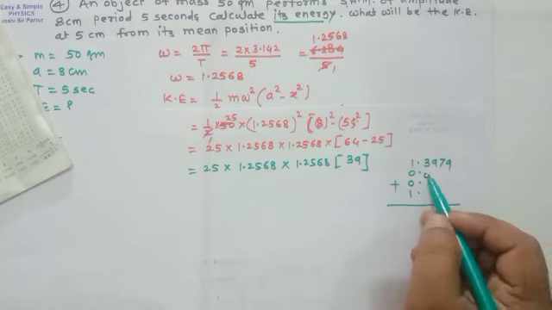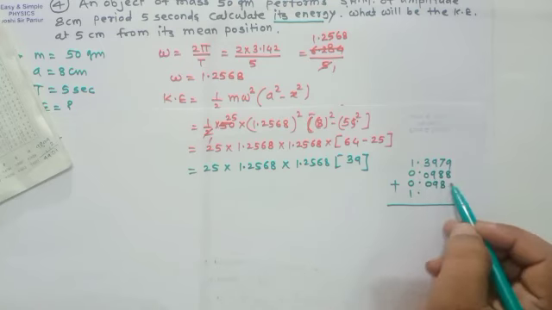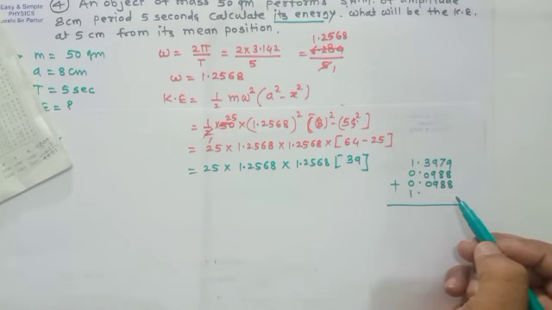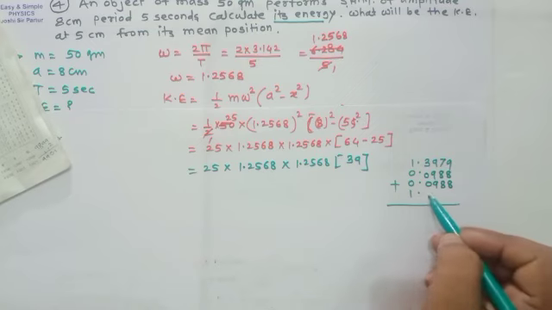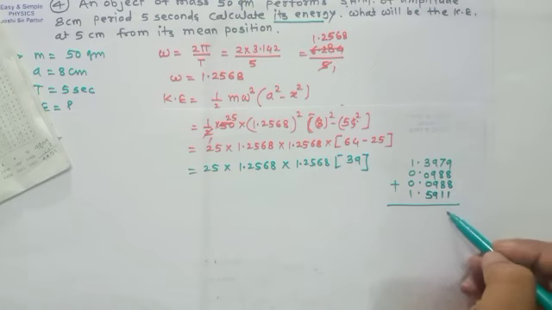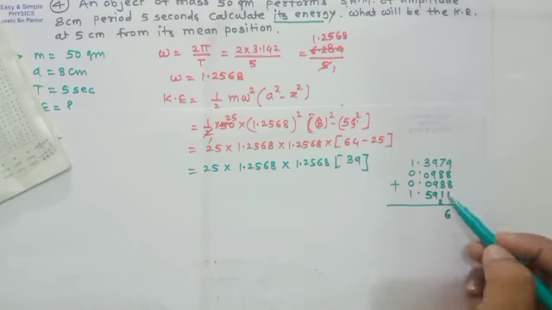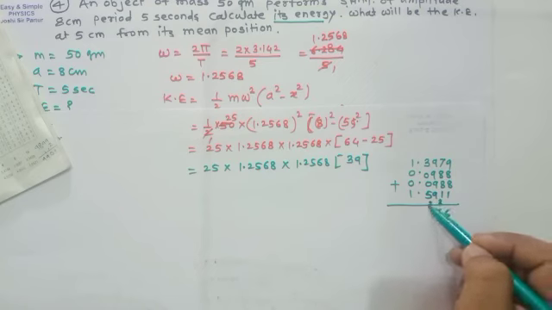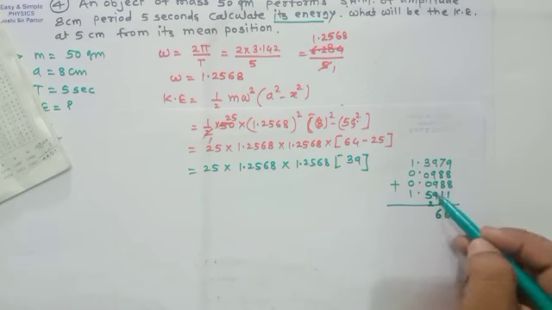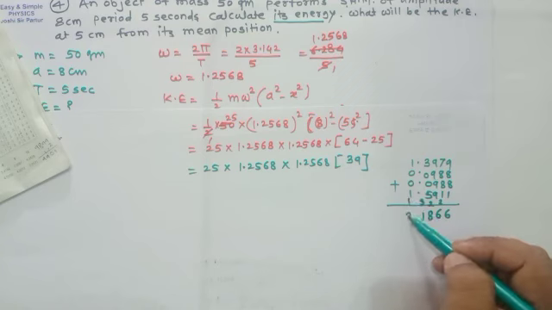So 0.0988 and 39, it will be 5911. So 9, 9, 18, 8, 26. 2 is there. 9, 11, 19 and 7, 26. 2 is there. 9 into 4, 36 and 2, 38. 3 is there. 3 and 3, 6 and 11 and 3 is there.